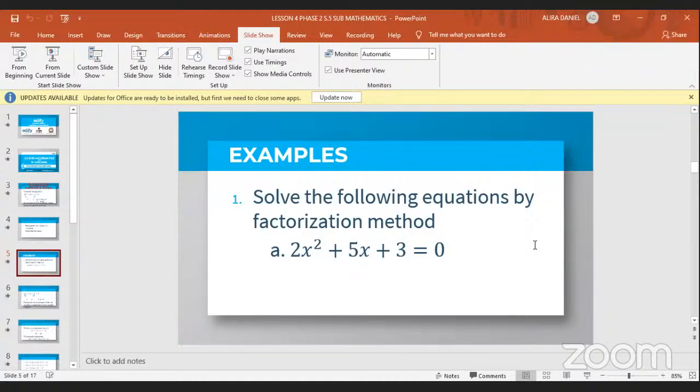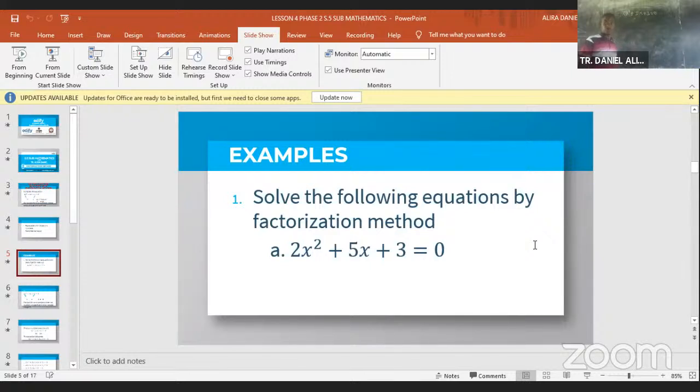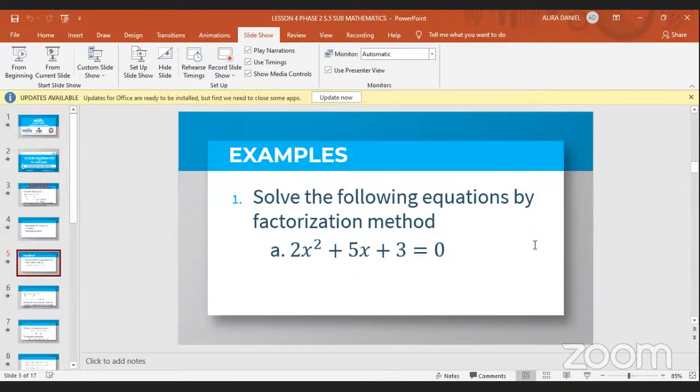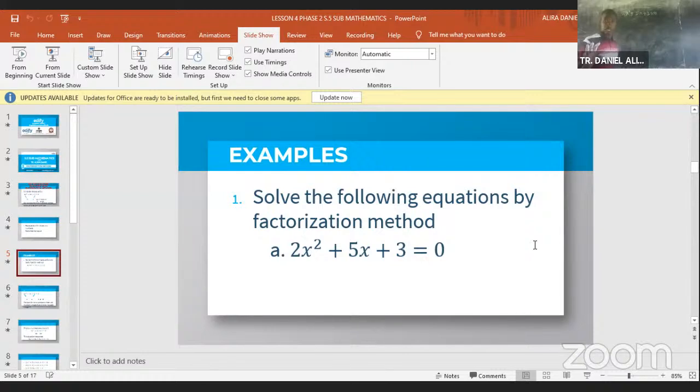Yes, teacher. Can you read for us that equation? What is this equation on the board? 2x squared plus 5x plus 3 equals 0. Is it very clear? Yes. Okay, fine. Good. So we are solving this equation using factorization method, okay?